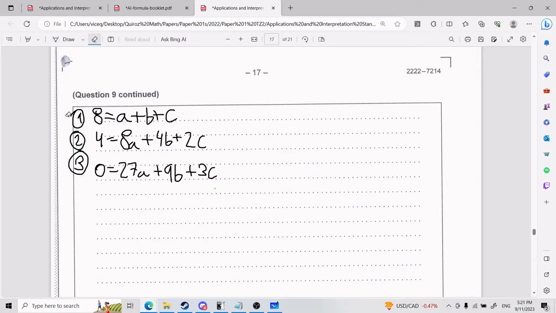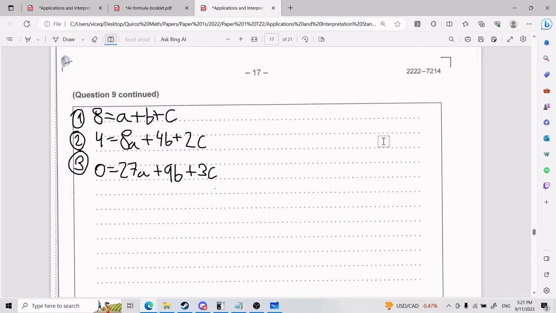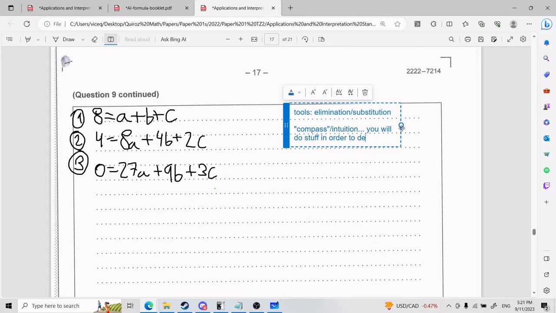Now that I have it all nice and organized, you can really approach this problem in a methodological way and solve it easily. And so how can we do that? What are my tools? My tools are elimination and substitution. If you don't know what those are, you're about to discover, don't worry. And your compass, or your intuition, if you want to call it, is that you will do stuff in order to decrease the number of variables within your equations.